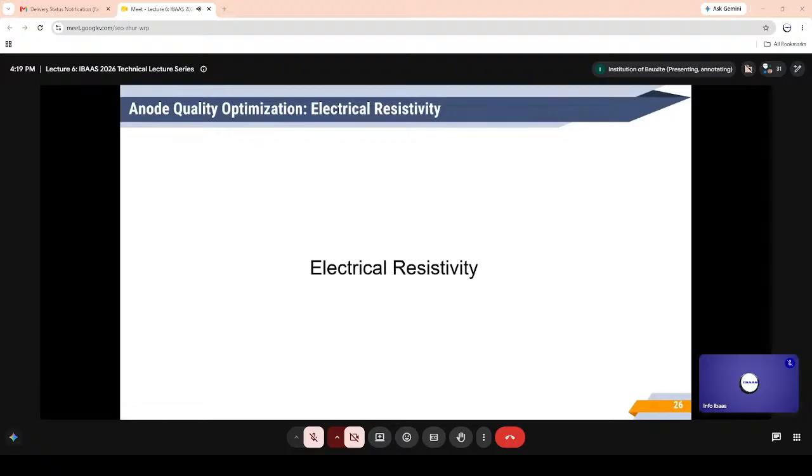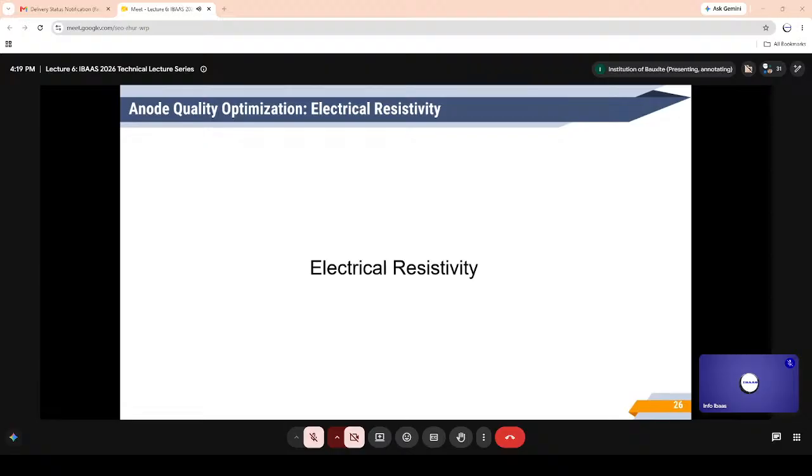Anodes need to have low electrical resistivity to minimize anode voltage drop. Higher resistivity increases cell voltage drop, which raises power consumption and metal production cost. It also contributes to greater greenhouse gas emissions because more electricity is required.